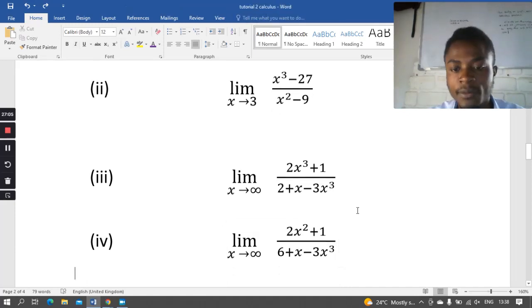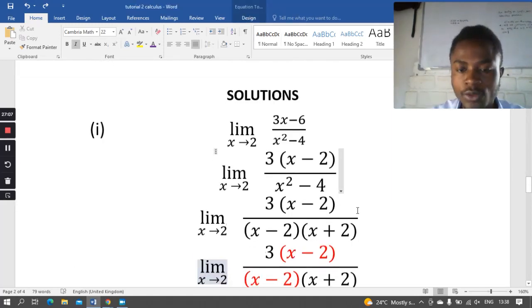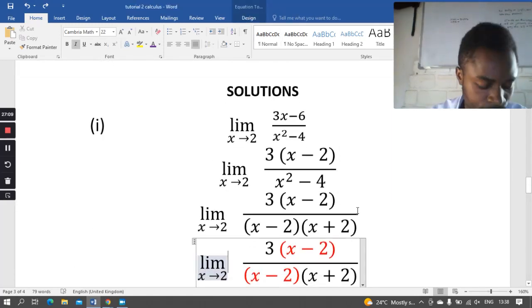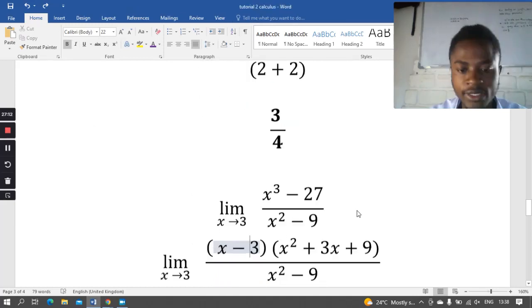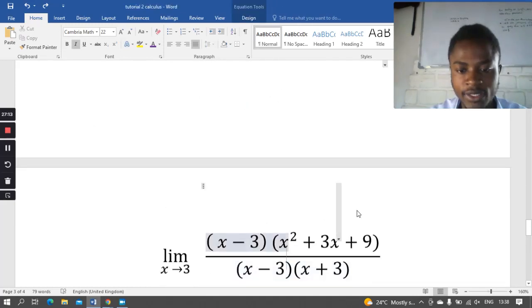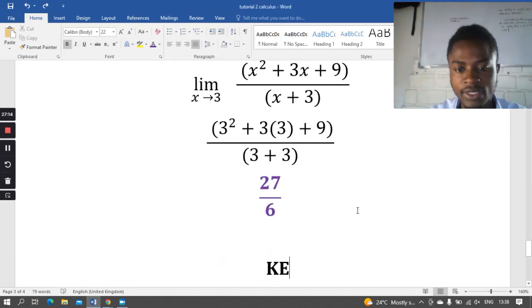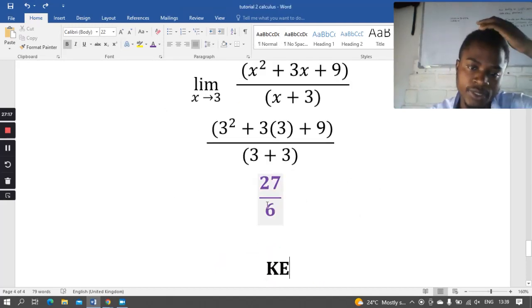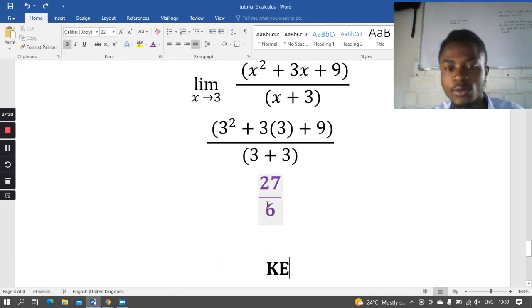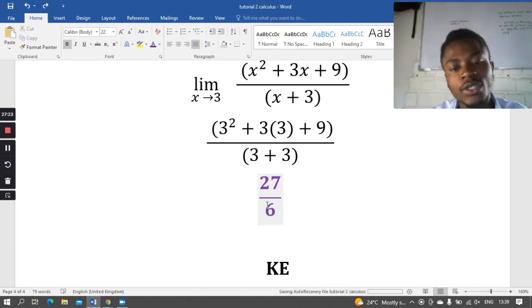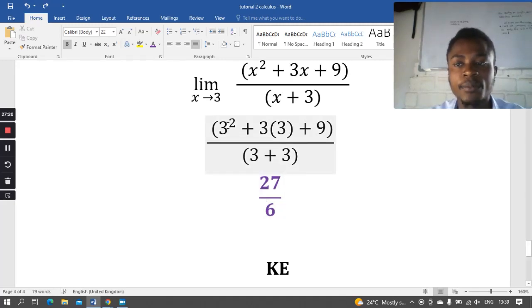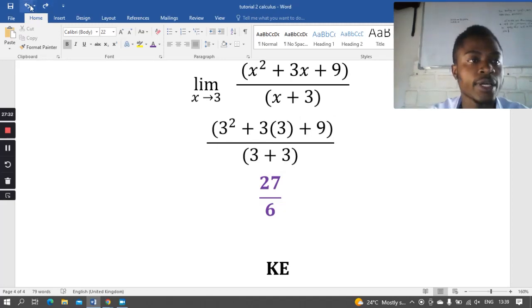I'm going to give you the key thing to take note. Why don't I simplify the last? You can simplify it, it depends on what you want. Personally, I want it to just be like this. If you want, you can simplify it by saying 27 divided by 3 and 6 divided by 3. It's up to you.